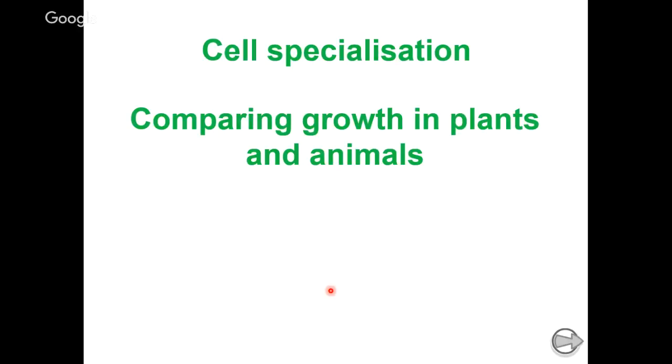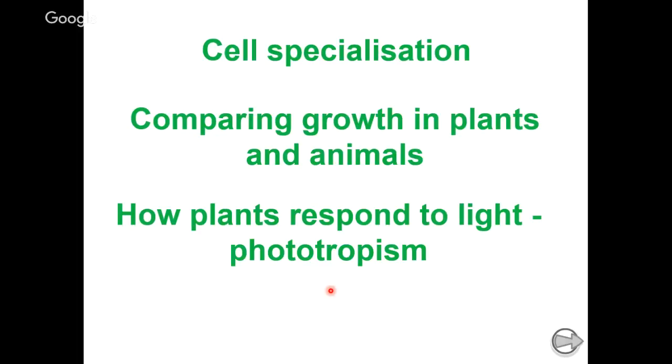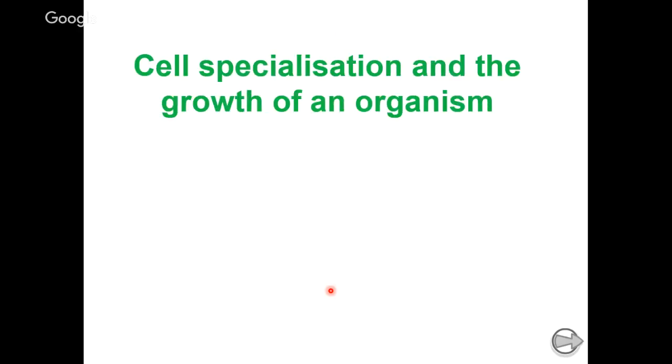We're also going to think about the differences between growth in plants and animals. And in the last section, we're going to look at a particular behavior of plants where they respond to stimuli in their environment. In particular, we're going to think about how plants respond to light.